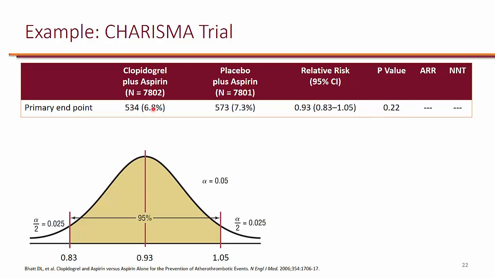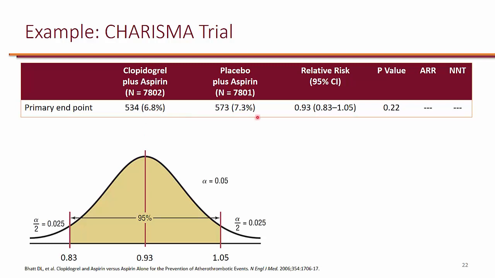Okay? So obviously 6.8 is different than 7.3. The numbers are different. However, if you look at the p-value, because the p-value is greater than the alpha, which is 5%, this is not statistically significant. So there is no statistically significant difference between these two groups.